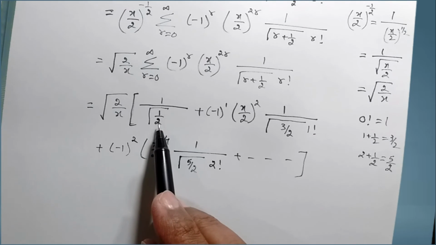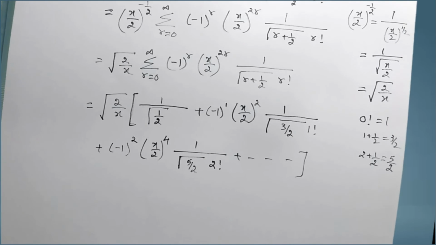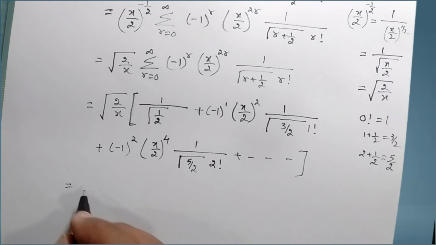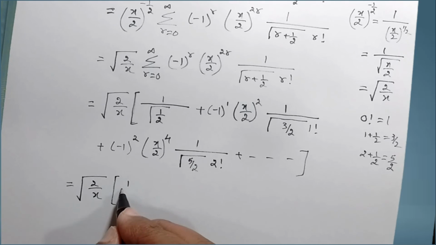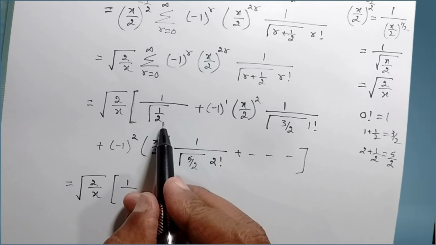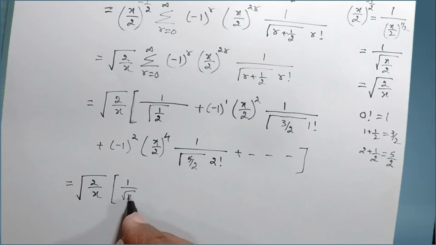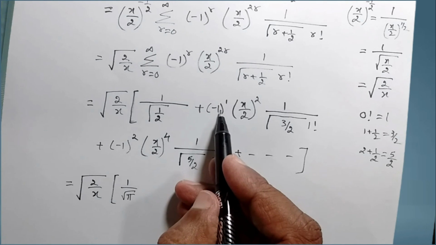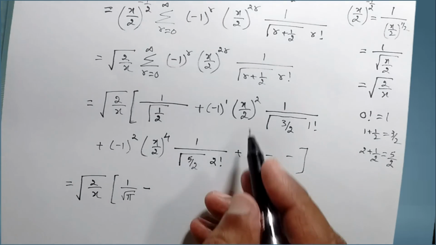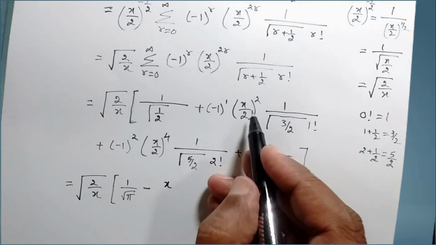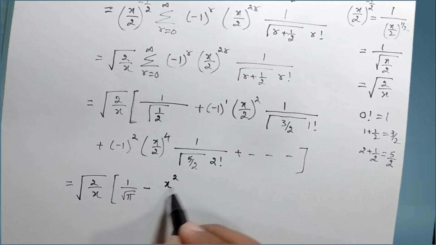We already calculated the value of gamma of 3 by 2, gamma of 5 by 2, and we know the value of gamma of half. We just observe the earlier terms. So there we have got this value, and we'll try to plug in those values over here. So it is square root of 2 by x, into 1 by, what was gamma of half? Gamma of half value was square root of pi. And this is minus 1 power of 1, which will be minus. Minus of plus will become minus. And you have x by 2 whole square, so it becomes x square by 2 square, which is 4.